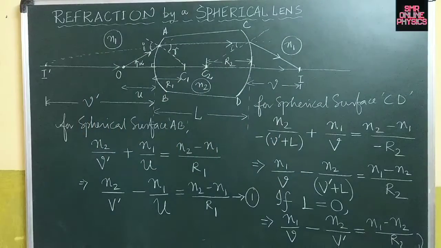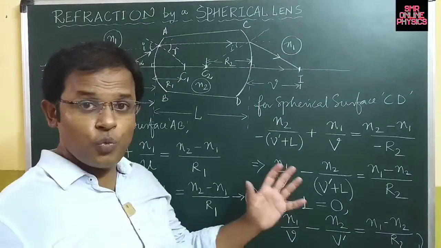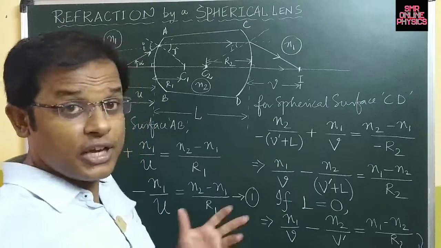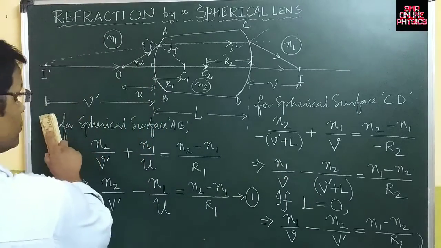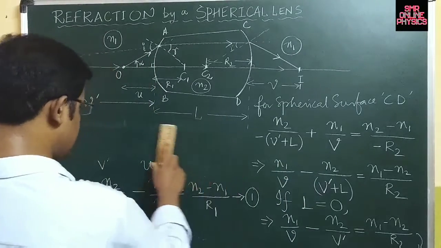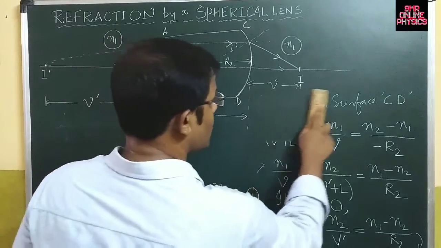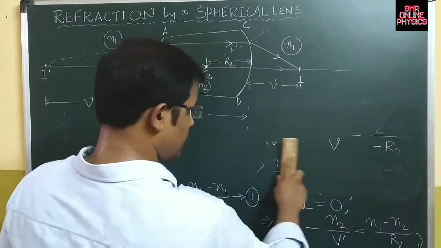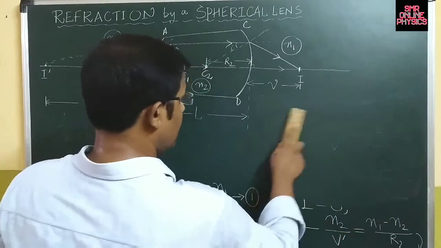Clear? Now let's add up equations 1 and 2 to get our final result. So I need to rub this for some space. This is my equation 1. I want to get rid of this part. And let us quickly do it.